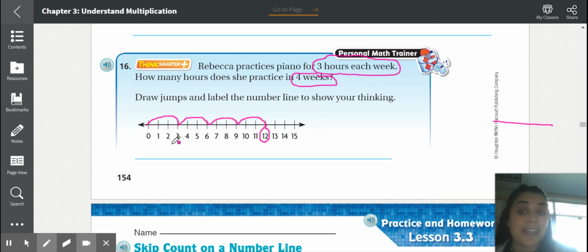So a multiplication sentence for this would be, how many groups are there? There are 4 times 3. Sorry, my pen is not working, so I'm using my mouse. Equals 12.